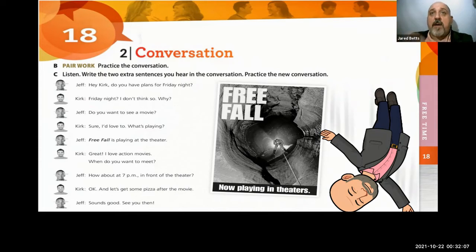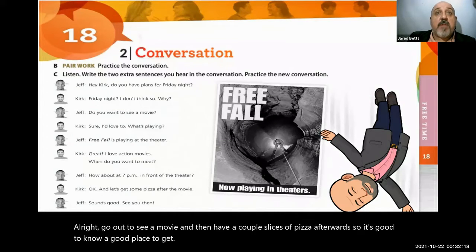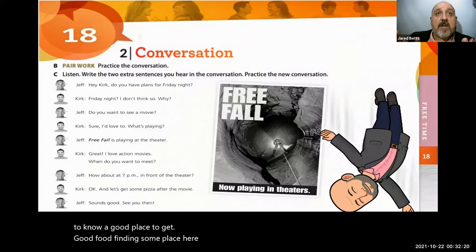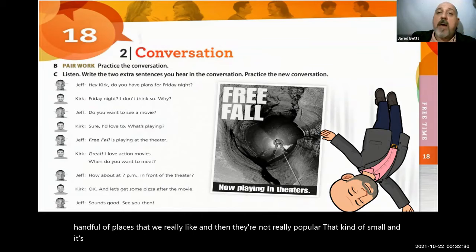All right. So they're going to go out, see a movie, and then have a couple slices of pizza afterward. It's always good to know a good place to get good food. Finding someplace here in Xinjiang that you can go hang out. My wife and I have found a handful of places that we really like, and they're not really popular. They're kind of small, and it's a nice place. It's like, hey, let's go hang out here and just chill out and relax. Some places we like because of the atmosphere.